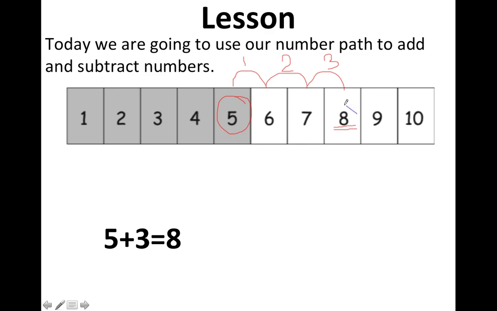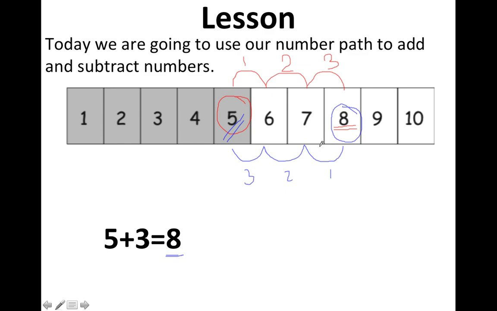So now I'm going to start at 8, because in our addition sentence the answer was 8, right? And I'm going to jump 3 spaces backward. With the blue marker, I'm going to show at the bottom that I'm jumping 3 spaces back. So that's exactly what I'm showing. I started off with 8, I did 3 jumps backward, and I landed on 5.